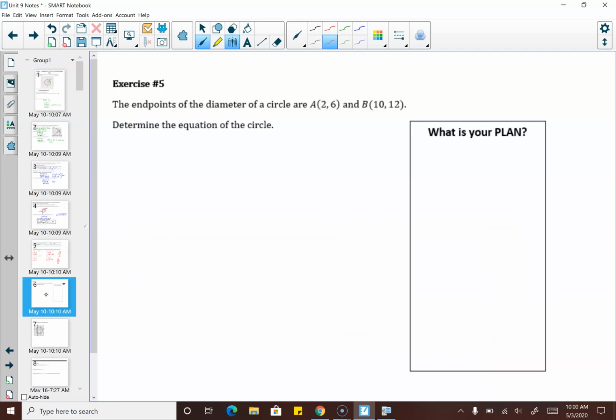So here's one that's a little bit trickier. The endpoints of the diameter of a circle are (2, 6) and (10, 12). Determine the equation of the circle. So there's always two things you need for the equation of a circle. You need a center, and then you need a radius. All right. So I'd like everybody to pause the video for a second and come up with a plan for solving for the equation of this circle.